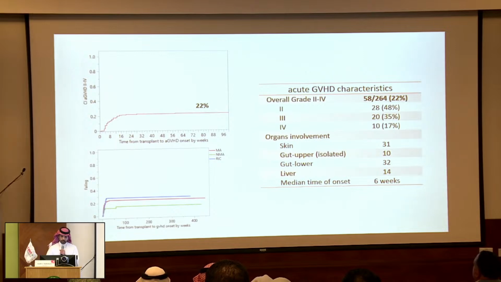The organ involvement, as you can see here, the most common is lower gut and skin, followed by upper GI and liver. And the median time of onset was around 6 weeks. I did just a quick separation for the curve here. There was actually no difference between them, although it looks like there is a higher rate in the myeloablative and reduced intensity, but still it's not statistically significant when compared to the non-myeloablative.